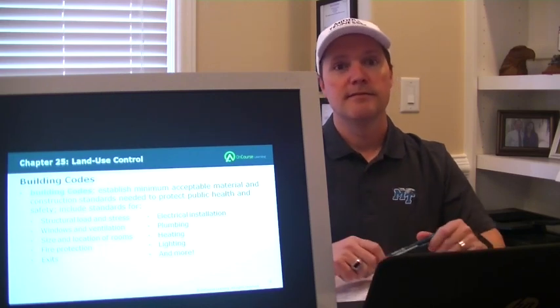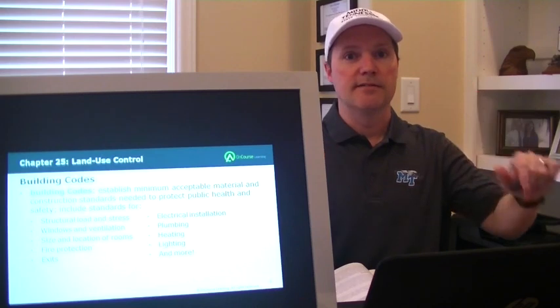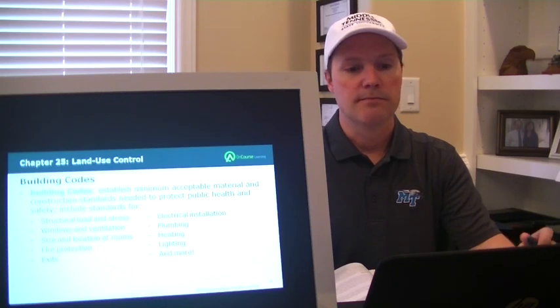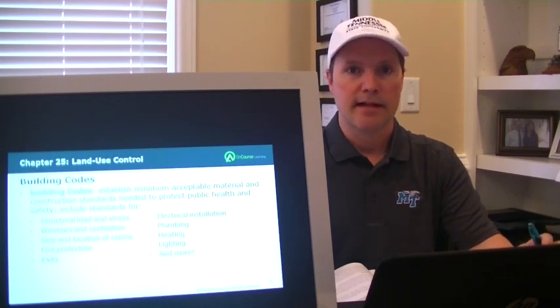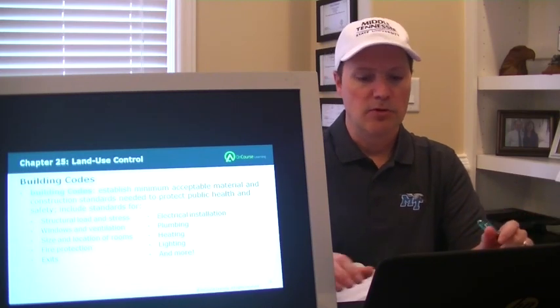Exit signs, they have to have their own sign near the doors for any kind of commercial building, of course, or just buildings where you have a certain amount of people to be able to exit. They gotta know where the exits are. Electrical installation, you got the plumbing, heating, lighting, and so much more.